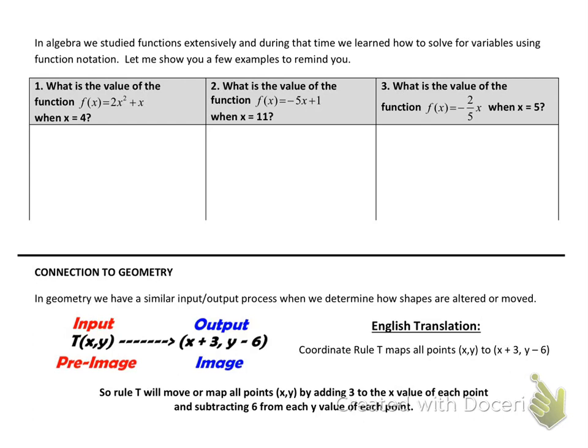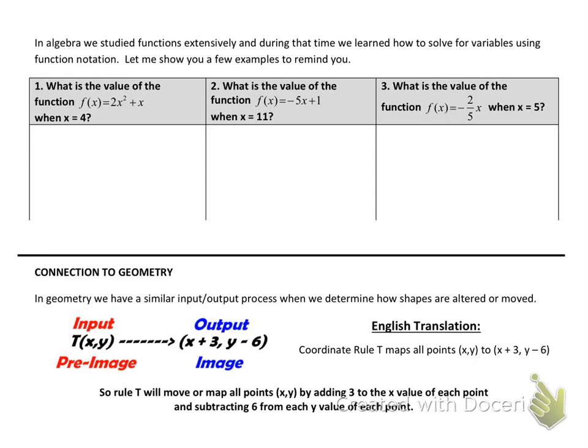And what you do know is, hopefully, you remember how to input values into a function to evaluate it. So you've got three problems at the top here. What is the value of function f of x when x equals a number? So go ahead, plug those numbers in, evaluate the functions at those inputs. All right, let's go ahead and look through this in a minute.